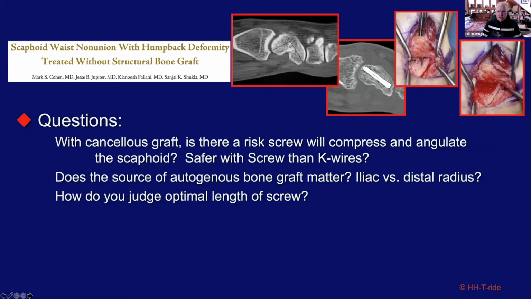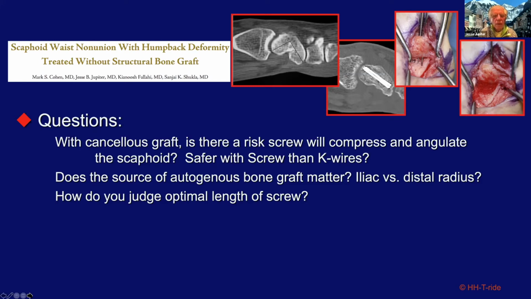So you showed this case series from Mark Cohen and you and others. And I think you emphasized that with screw placement, you really don't need the additional stability. With K-wires, is that also the case, Jesse? No, I don't think so. If you've really had to correct this humpback deformity, I think it may be better to have something stronger on the volar side. There's a little cortex.